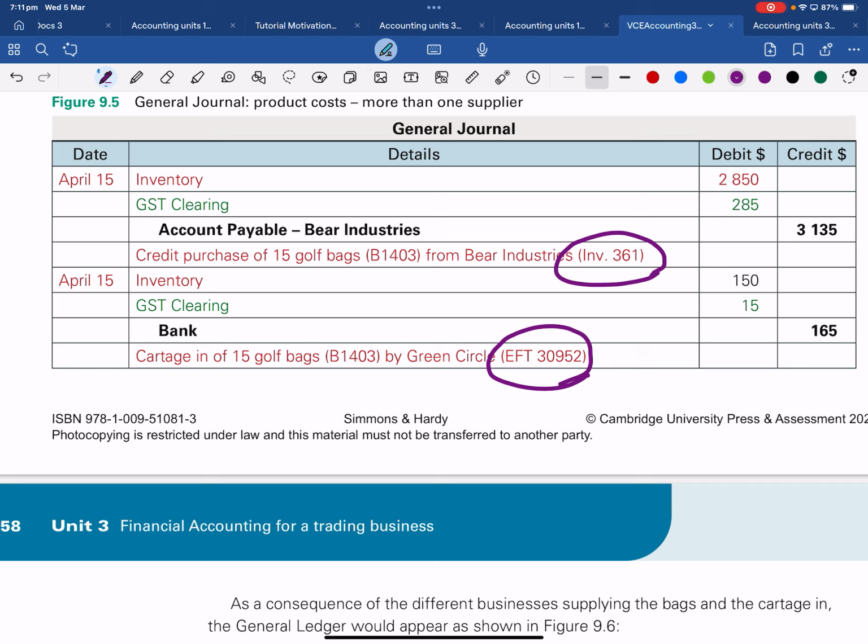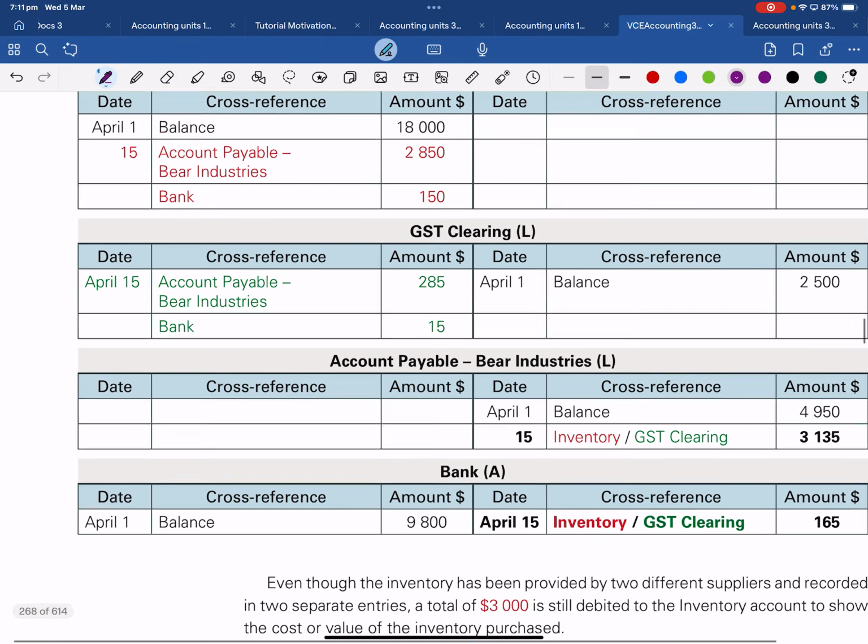If we had three, we'll have three different entries. That's the rule in general journal. For each source document, we'll have one single set of entry. Any questions? Right. Then the same story, guys.